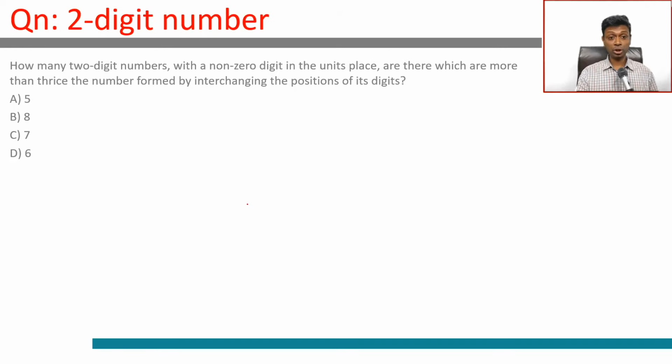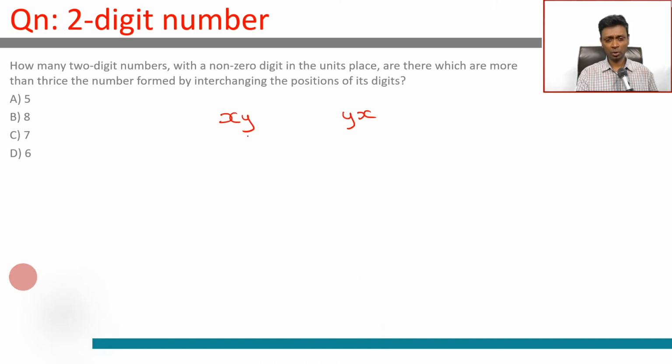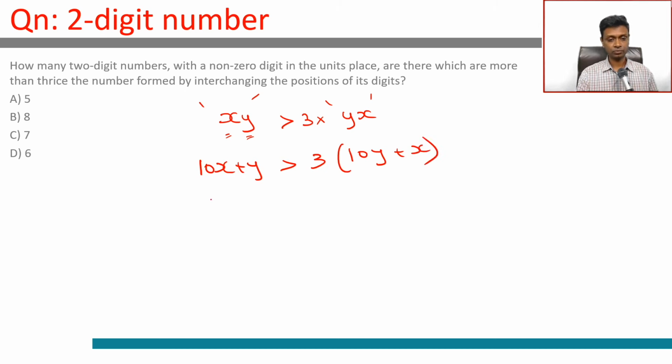How many two-digit numbers with a non-zero digit in the unit's place are there which are more than thrice the number formed by interchanging the positions of its digits? XY, YX. We're told this is not zero. This is definitely not zero, otherwise it won't be a two-digit number. The two-digit number XY is greater than 3 times the two-digit number YX, or 10x plus y is greater than 3 times 10y plus x.